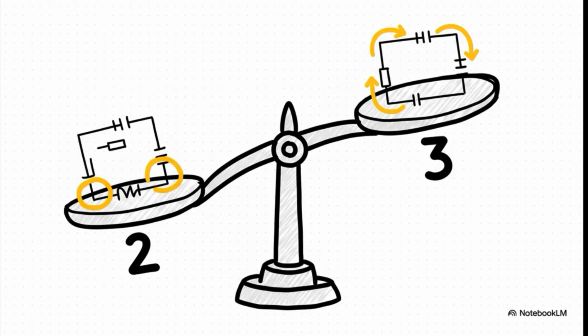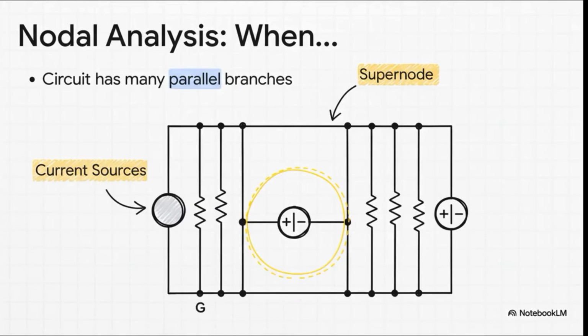Before you even think about writing a single equation, just count the number of essential nodes, and remember, that's any point where 3 or more components connect. Then, count the number of meshes, which are just the independent loops in the circuit. Whichever number is lower, nodes or meshes, that's your clue. That's the method that's going to give you fewer equations to solve, which makes it the faster choice. Simple as that.